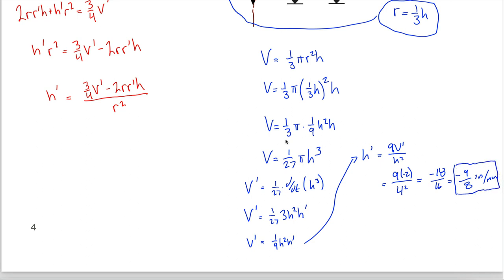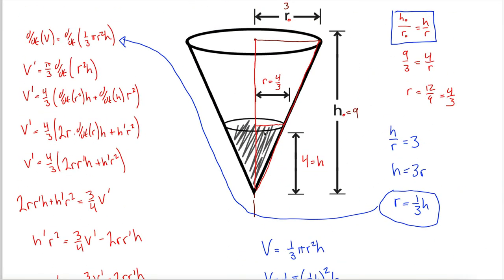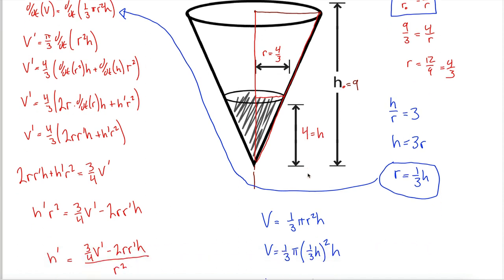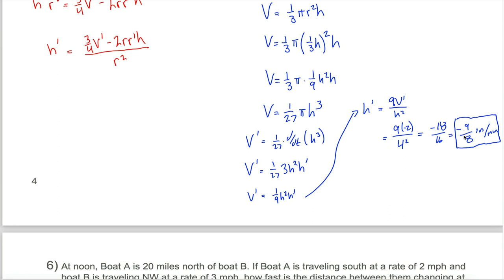Wait, negative 9/8? That's kind of weird. Why is it negative? Because h represents the height of the coffee in here, and if the coffee is dripping out, the height is decreasing. So the height is 4 inches at this specific instant, but it's decreasing at a rate of negative 9/8 inches per minute. That's pretty challenging.